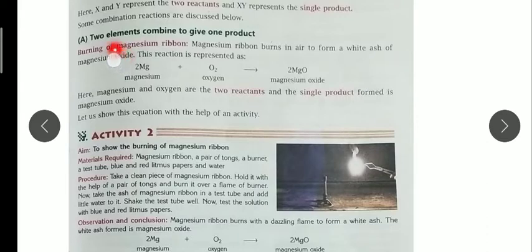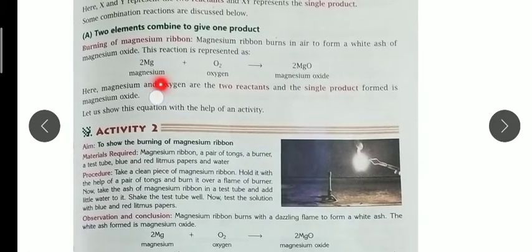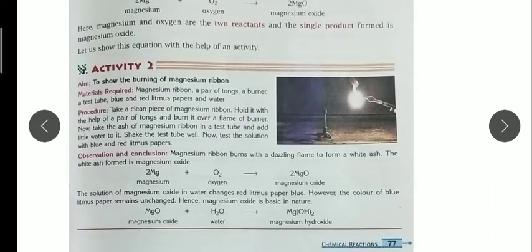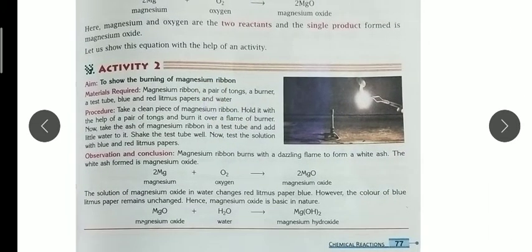For part A, two elements combine. Both magnesium and oxygen are the two elements. When they combine, they will produce magnesium oxide. So here you can see that we have two reactants in this reaction and one single product. One activity is given of magnesium ribbons.